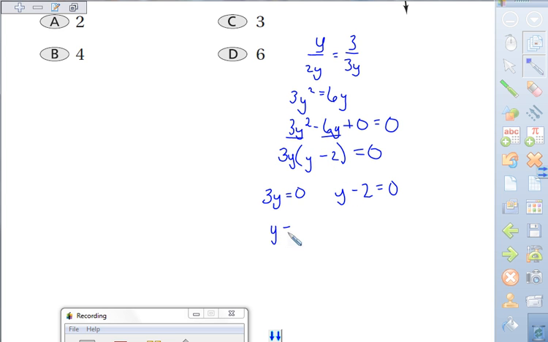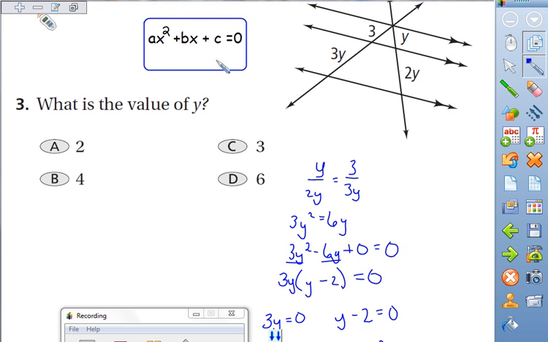So this gives me a solution of 0, and this gives me a solution of 2. So those would be our two solutions, and 0 is not an option because you can't have a length of 0, so then A is the correct choice. And again, I would say that is a hard level question.